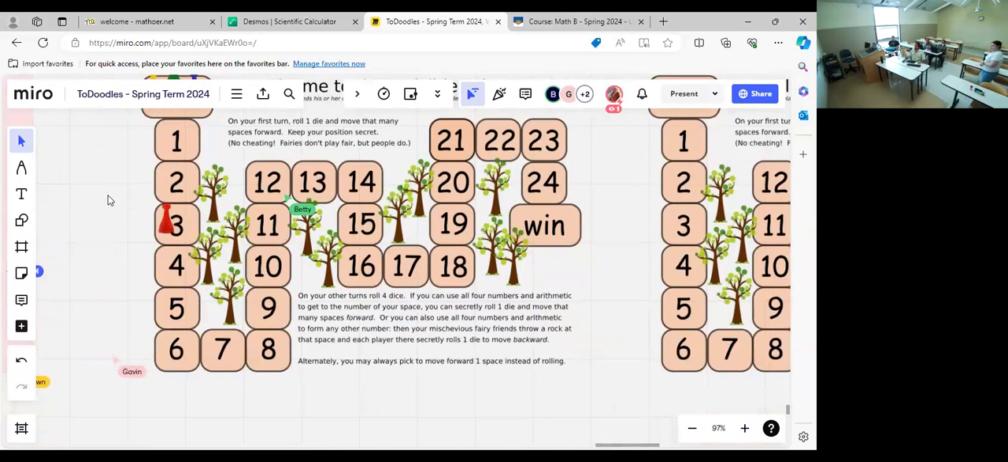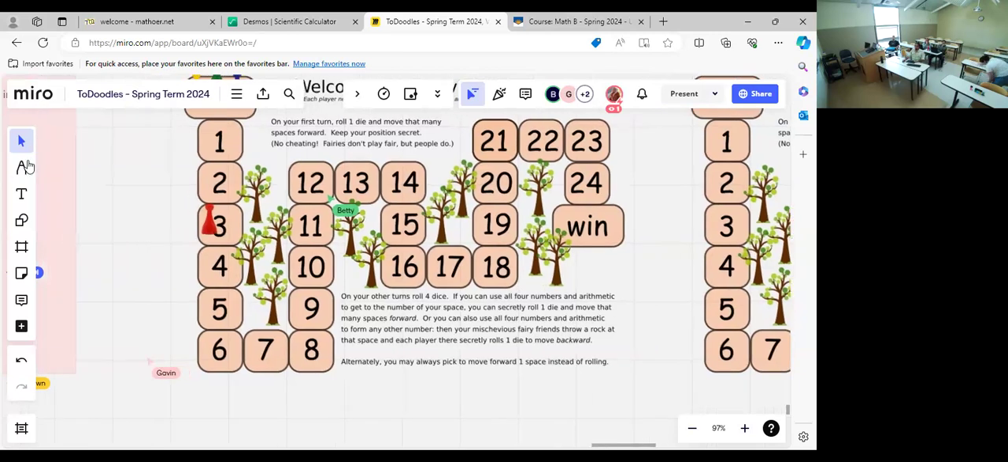Now, on my turns, I'm going to roll four dice. Tell me what the numbers are. Three, two, three, and two. So I want to use all those together to get to the space I'm on. The 20-sided was the warm-up, so ignore the 20-sided. Can I put these numbers together and get to three? Sure, I can do that.